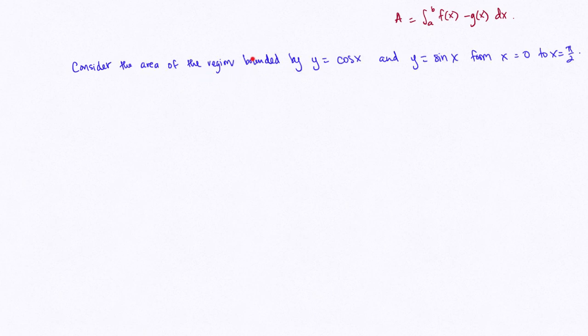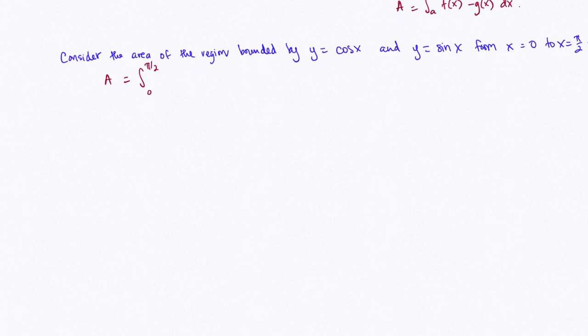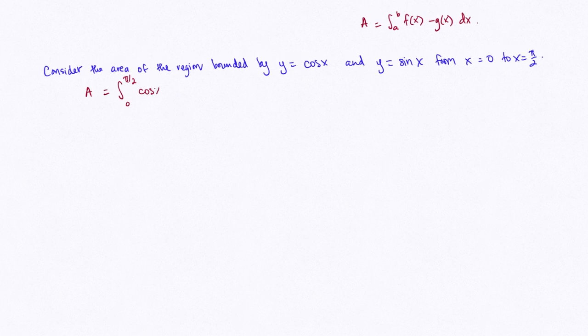Consider the area of the region bounded by y equals cosine of x and y equals sine of x from x equals 0 to x equals pi over 2. If we were to blindly set up the integral from 0 to pi over 2, taking one function minus another, in this case, we take cosine of x minus sine of x dx integrated from 0 to pi over 2. The antiderivative of cosine is sine, and the antiderivative of negative sine is positive cosine. Evaluate from 0 to pi over 2.